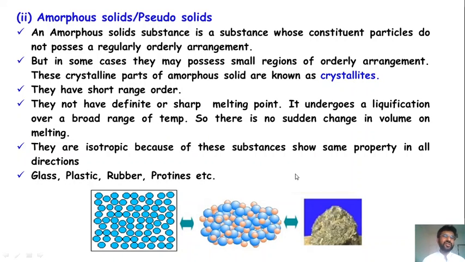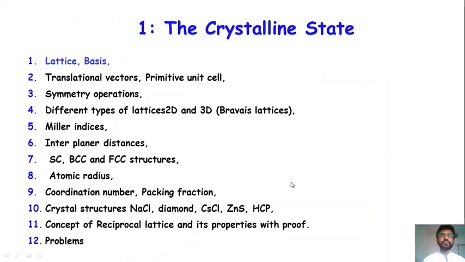The amorphous solids are isotropic in nature because these solids show the same properties in all directions, properties such as electrical conductivity, thermal conductivity and the like. So glass, plastic, rubbers are all types of amorphous solid.